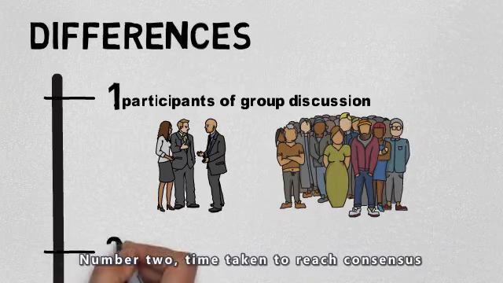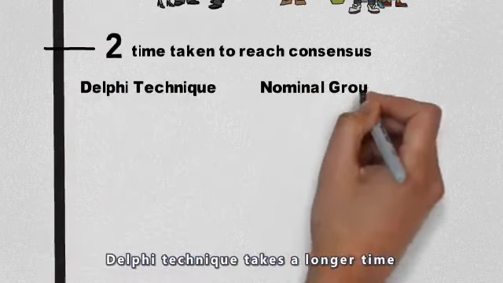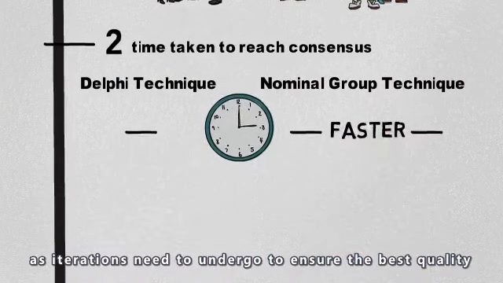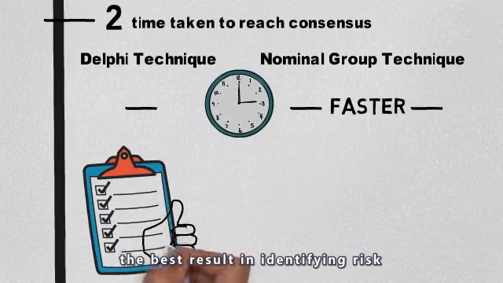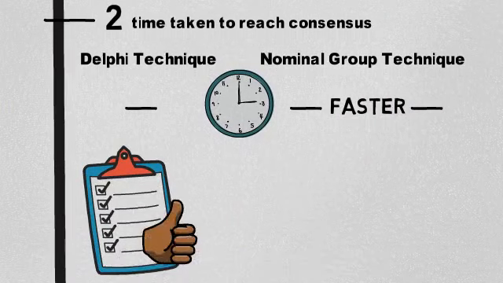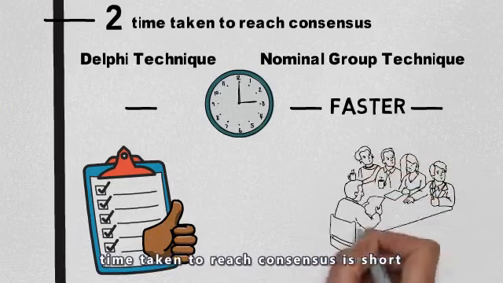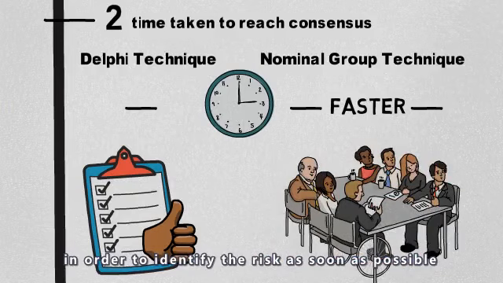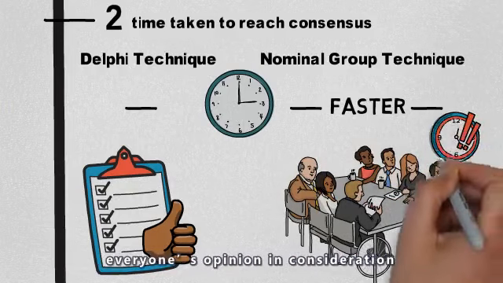Number 2. Time taken to reach consensus. Delphi technique takes a longer time than nominal group technique, as iterations need to be undergone to ensure the best quality of the questionnaire to obtain the best result in identifying risk. While in nominal group technique, the time taken to reach consensus is short in order to identify the risk as soon as possible in the discussion after taking everyone's opinion into consideration.